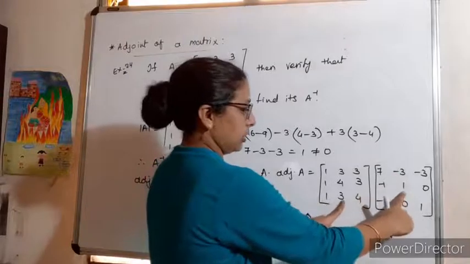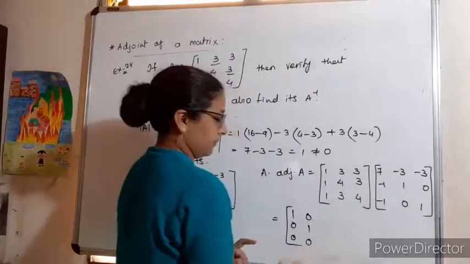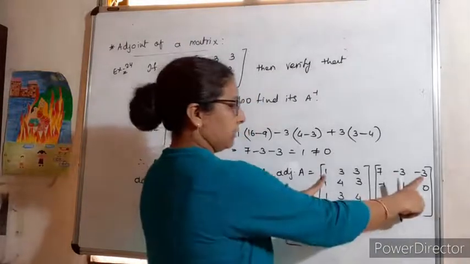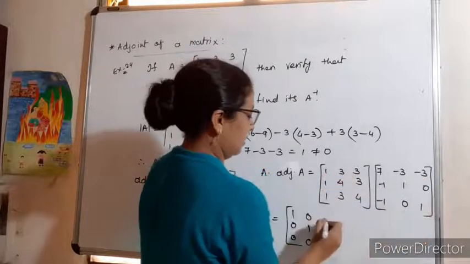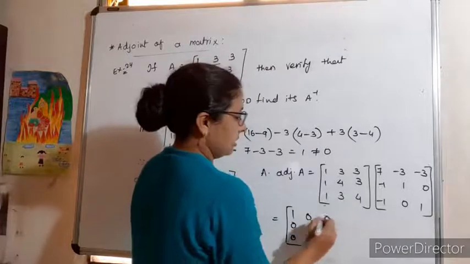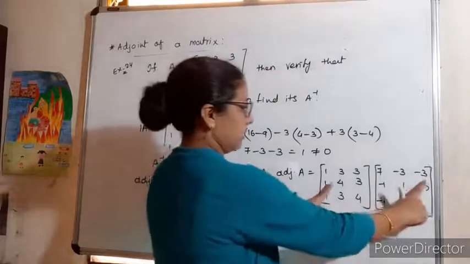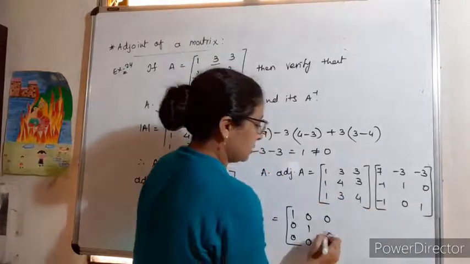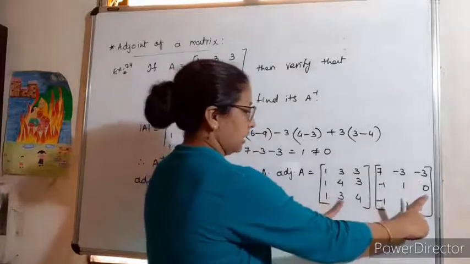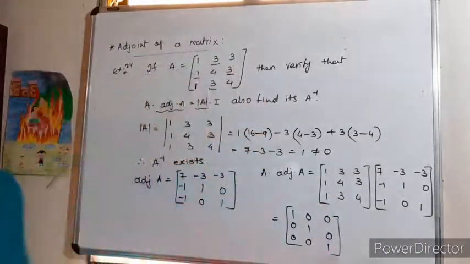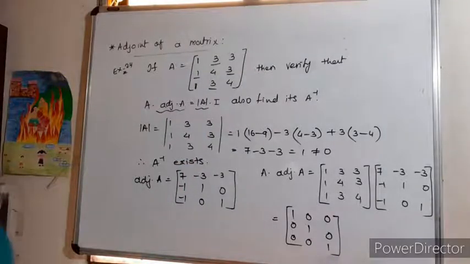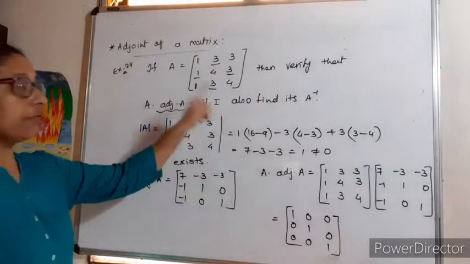Minus 3 plus 3 is 0, 0. Minus 3, right? 0, 3. Minus 3 plus 3 is 0. Minus 3, 0 plus 3, 0. Minus 3, 0, 4, 1. So what is it? Yes, it is determinant of A into I.